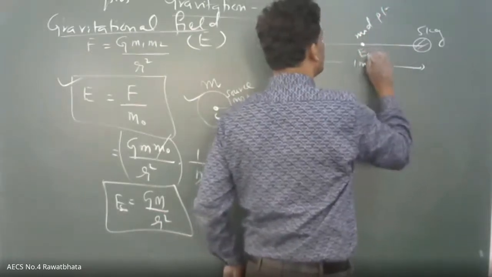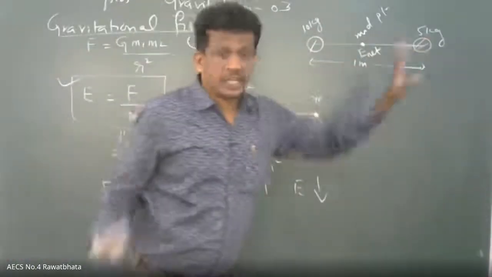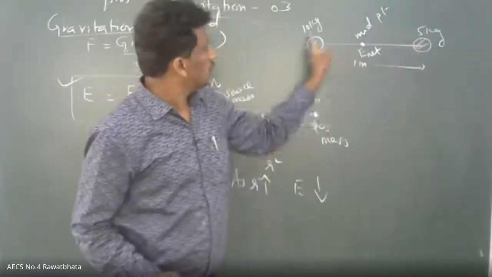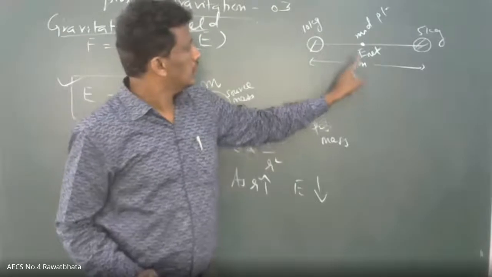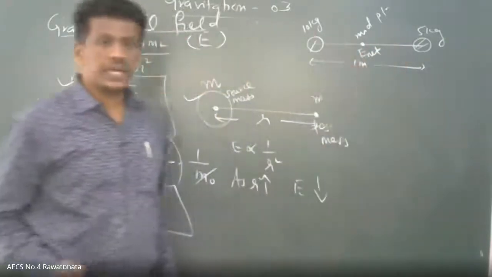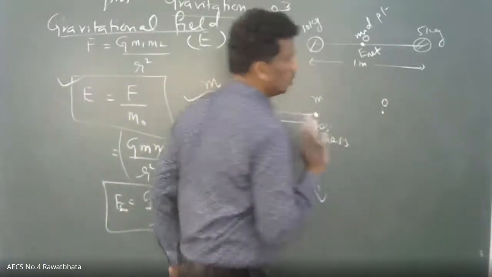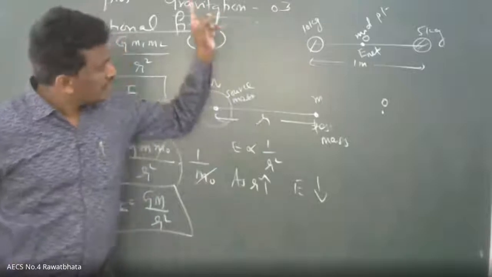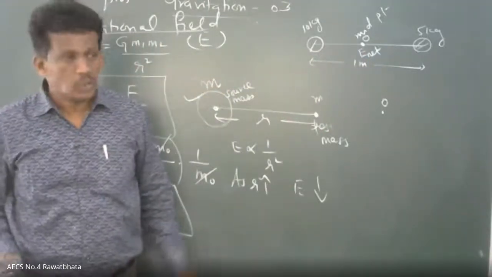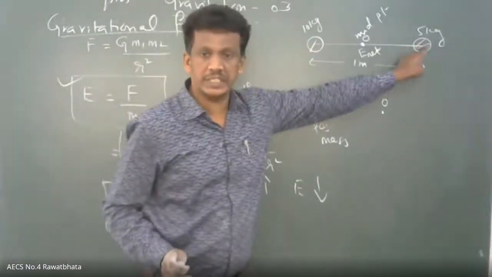Find out the net gravitational field. There are two masses, not a test mass now. Two masses are placed with a separation of 1 meter, 10 kg and 5 kg. What will be the net gravitational field at a point O? How many gravitational fields will you get at O? Two. One is due to 10 kg, another is due to 5 kg.